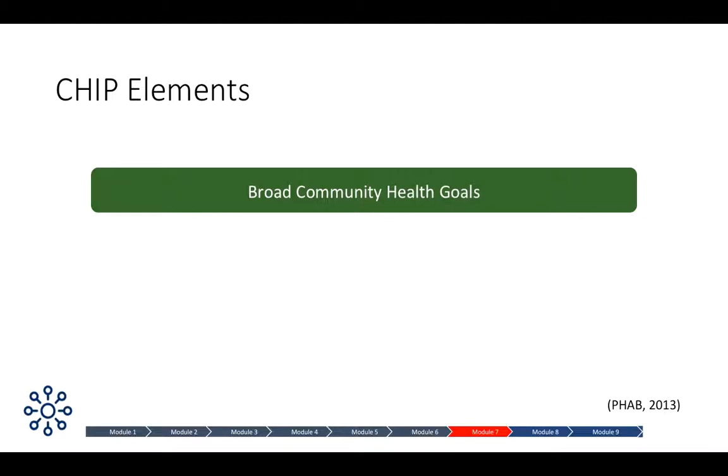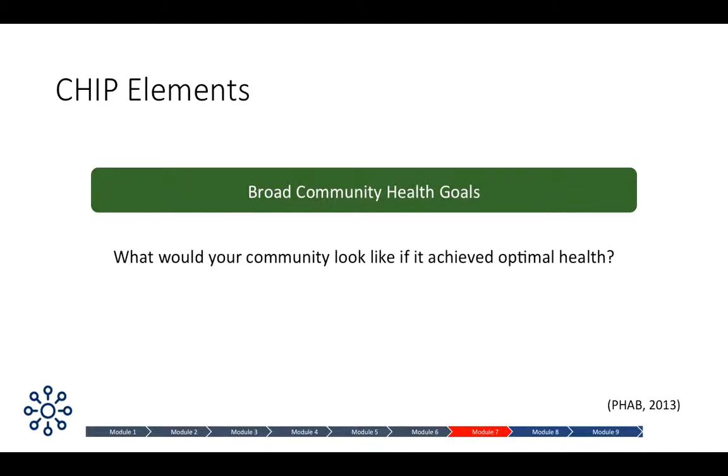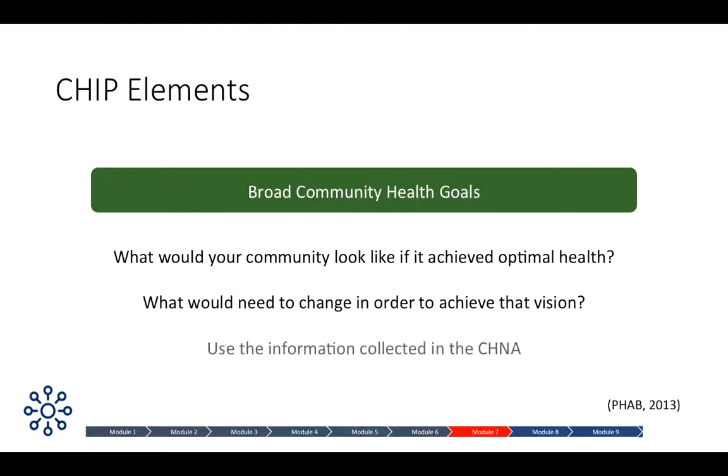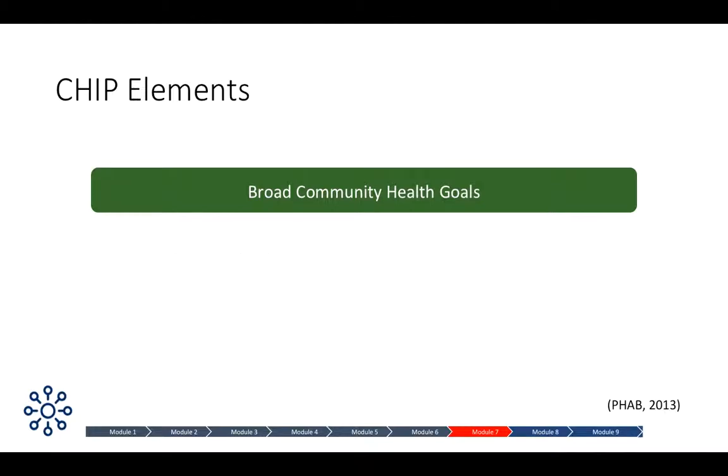So what should a CHIP include? The CHIP committee should be sure to identify a broad set of community health goals. When doing so, it is important that the CHIP committee considers what would the community look like if optimal health was achieved for all community members. Let this vision be a guide in your planning processes. From here, what would need to change in your community to achieve that vision? And the information you gathered in your CH&A should be the basis of your planning processes. You will want to focus on remedying gaps in services and negative themes identified by stakeholders and community members.